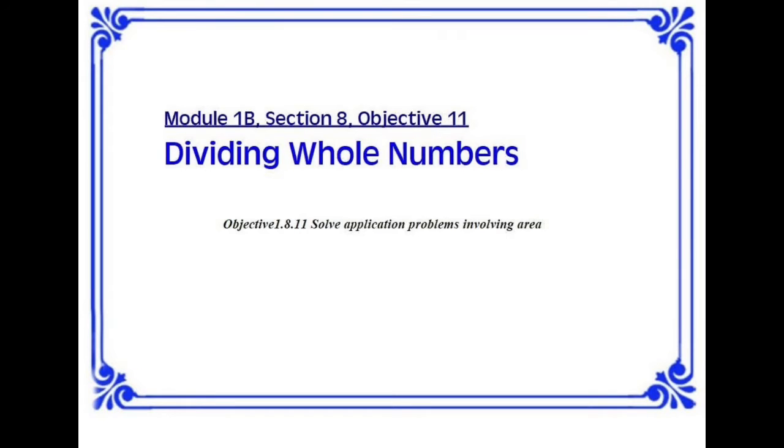Module 1, Section 8, Objective 11. Now remember, this is the applications section and not dividing whole numbers. Dividing was Section 7. And in this one, we are solving application problems involving area. So it'll be a real-life situation instead of just, here's a rectangle, find the area.